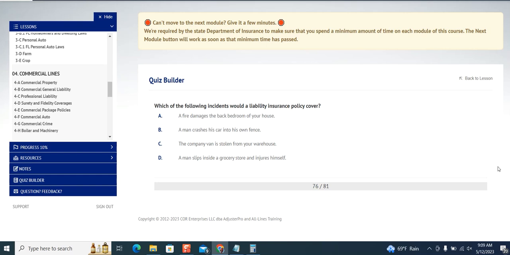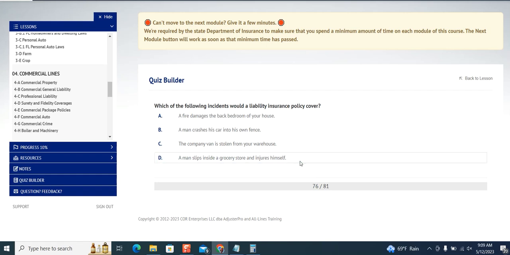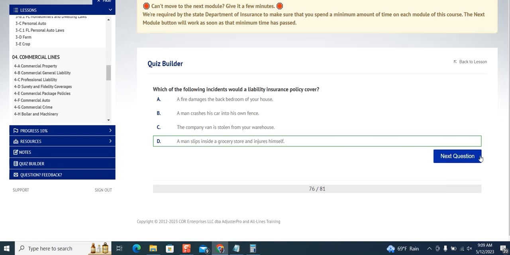Because I don't know. Which of the following accidents would a liability insurance policy cover? Okay, a liability policy. So that's like if somebody hit me, that's liability. A man slips inside a grocery store and injures himself. The company van is stolen. Can't be C. A man crashes his car into his own fence. Can't be B. Okay, it's gonna be D. Yeah, if you slip in a grocery store, the liability policy gonna have to pay for that.